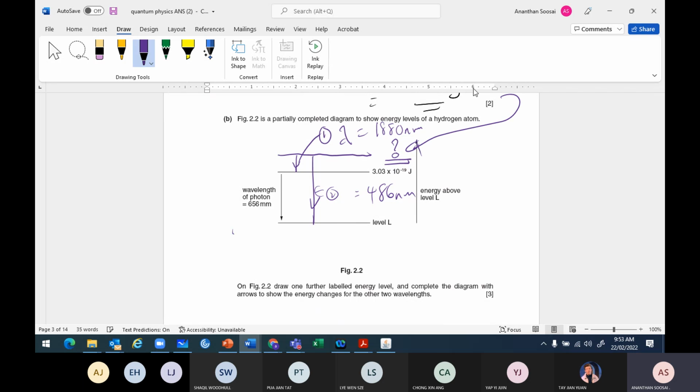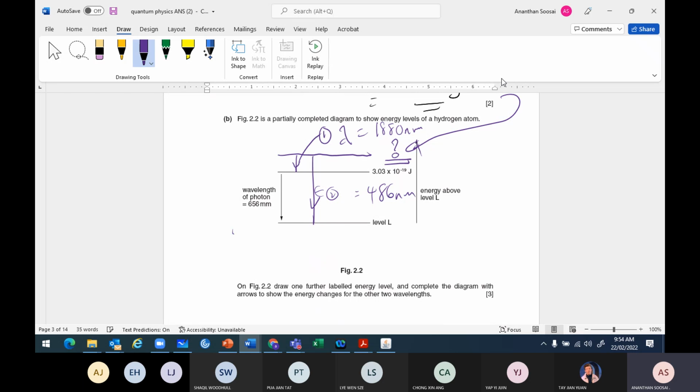So why is it the 486 energy? Why is the energy the 486 nanometer? 486 nanometer is the shortest wavelength, which yields the greatest energy, right? So 486, from this energy to this energy, is the ground state. So this energy difference is 486, right?